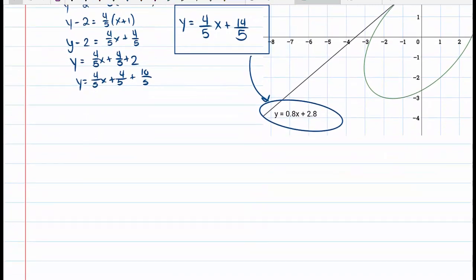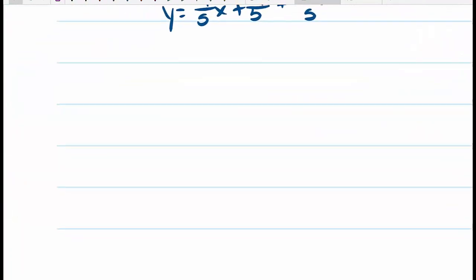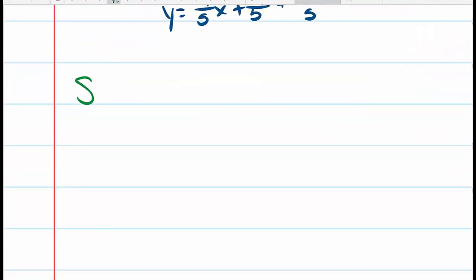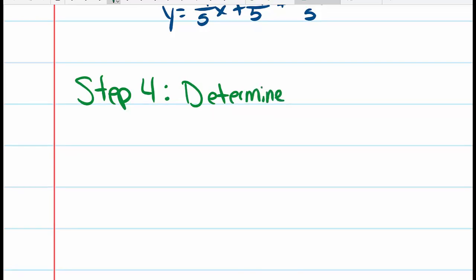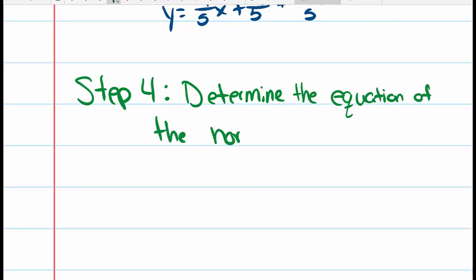Okay? Now let's talk about the next one. Step 4. We've almost found everything. The last thing we wanted to do is determine the equation of the normal line.